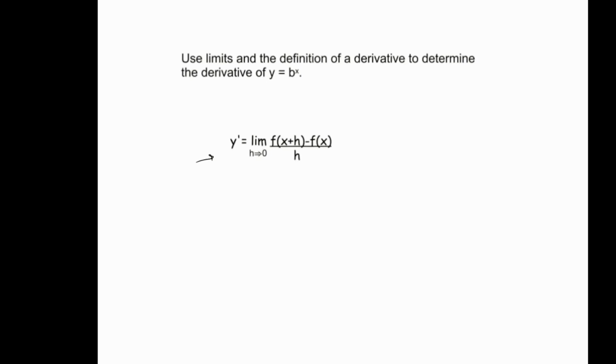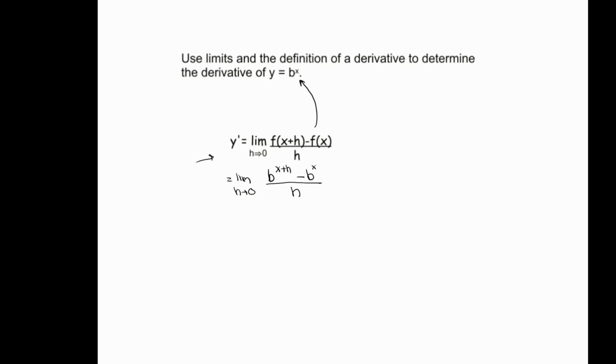Remember, the derivative of any function is equal to the limit as h approaches 0 of f at x plus h minus f at x all over h. So now if we sub x plus h and x in for the x that's in our function, we end up with the limit as h approaches 0 of b raised to the power of x plus h minus b to the power of x all over h. This looks a little different from what we've had.